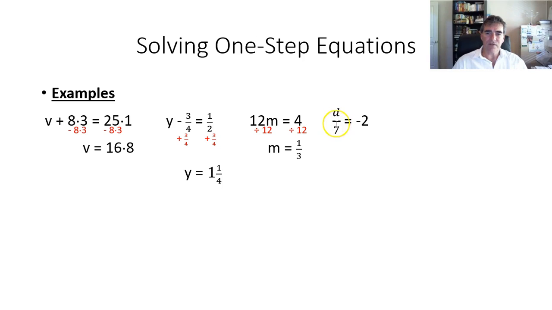And one final example, d divided by 7 equals -2. So the opposite of divide by 7 is to multiply both sides by 7, so it still balances. The denominator will cancel here and just leave me with the d as the numerator, and -2 times 7 is -14. Again, we can check it. -14 divided by 7. How many 7s in 14? That's 2. How many 7s in -14? That's -2. So we can check them to make sure that we're right.